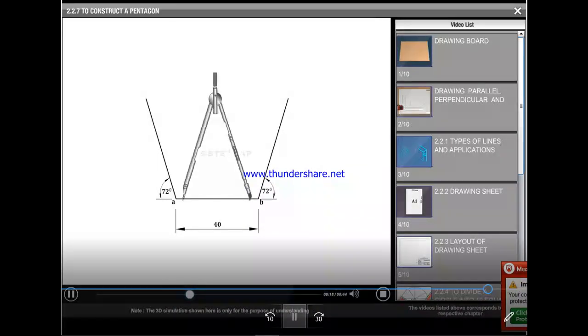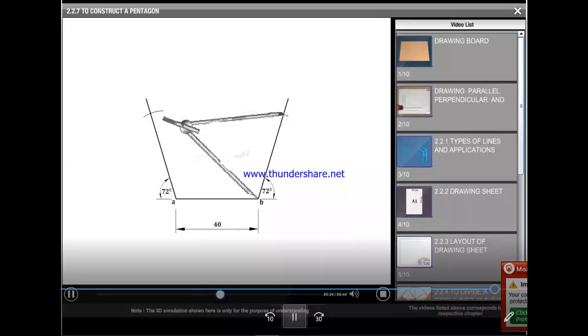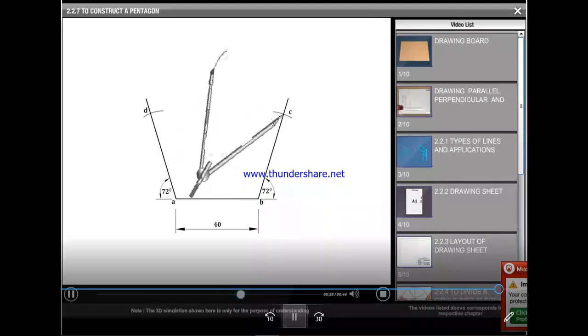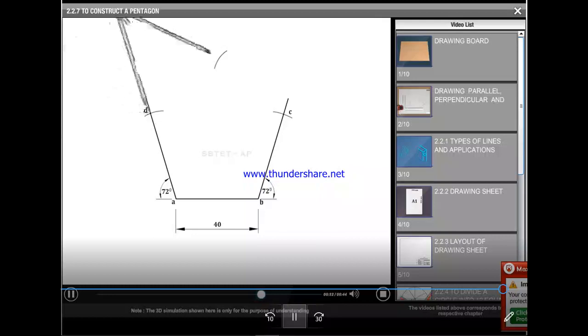Now using a compass with radius 40 mm, trim the second and third sides of the pentagon and get points C and D. Now again using the compass with the centers D and C, get the point E. Complete the pentagon. In the next video, we will see about the construction of a regular pentagon with one side vertical.